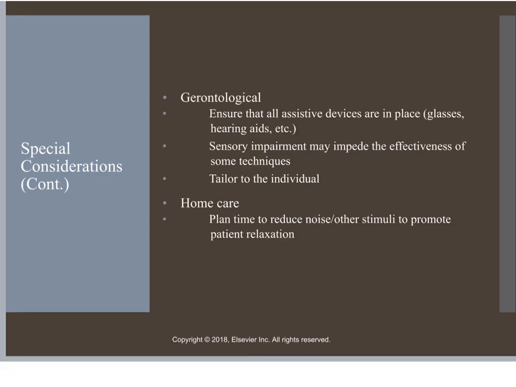In the older adult population, visual and hearing, cognitive and motor impairments may make it difficult for older adults to be able to effectively use procedures such as distraction, relaxation, or guided imagery. Make certain that glasses, hearing aids, and other assistive devices are in place.